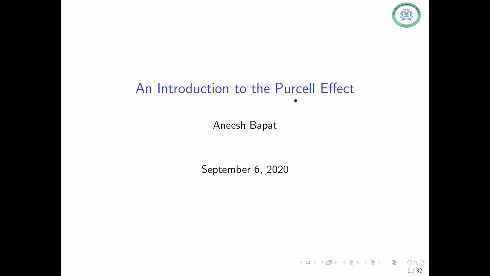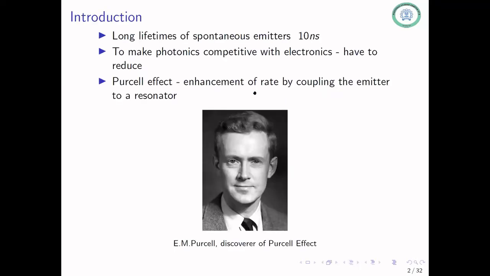So today I'm going to be talking about the Purcell effect and I'm going to calculate the Purcell factor for some simple systems. So what is the Purcell effect? Typically spontaneous emitters that we would use in photonics, which can be two-level systems and atoms and things like that, will have a lifetime of around tens of nanoseconds. We would like to reduce that, of course, if we want to make photonics competitive with electronics. So one way to do that is using the Purcell effect, which means you can enhance the rate of emission by coupling the emitter to a resonator.